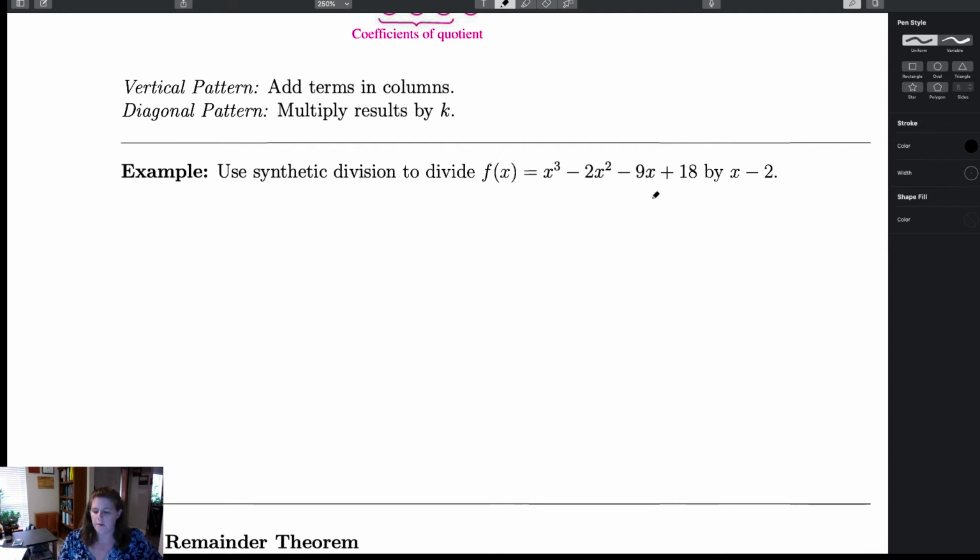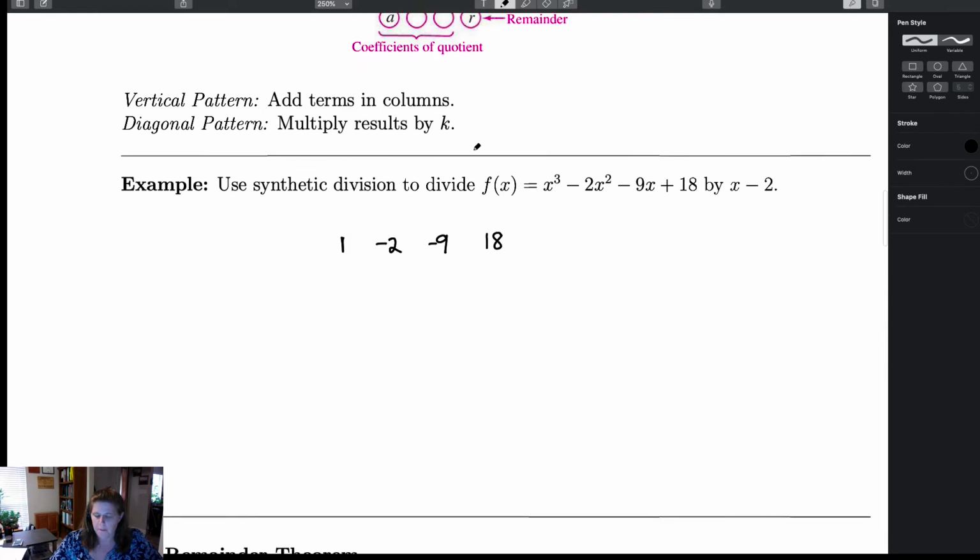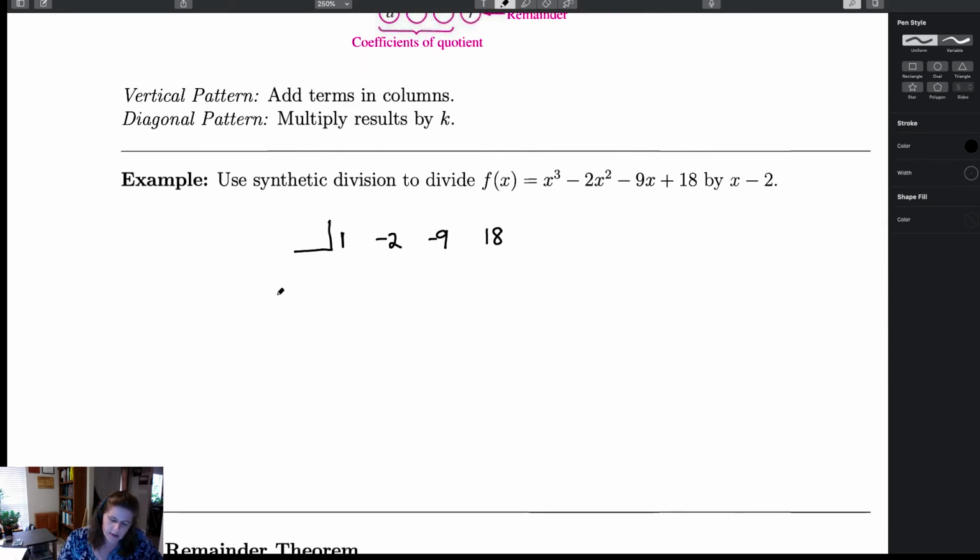So if I want to use synthetic division to divide f of x is equal to x cubed minus 2x squared minus 9x plus 18, and I'm dividing by x minus 2, then how I'm setting this up, x cubed has a coefficient of 1, negative 2x squared, coefficient of negative 2, negative 9x, negative 9, and positive 18. Now when you look at this picture, they actually have a big bar, but traditionally what we actually see most is a little box that you put your divisor in. And this divisor is x minus k. So if you have a negative sign in here, all you're doing is putting that number k.